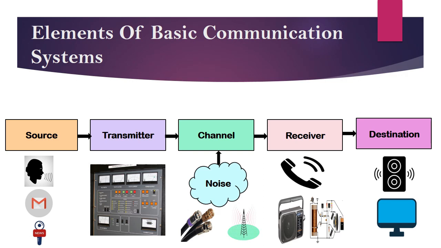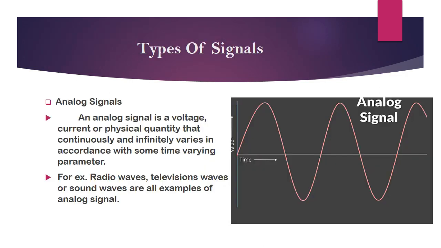Last and final block of communication is destination. The destination is the final block in a communication system which receives the message signal and processes it to comprehend the information present in it. Types of signals.